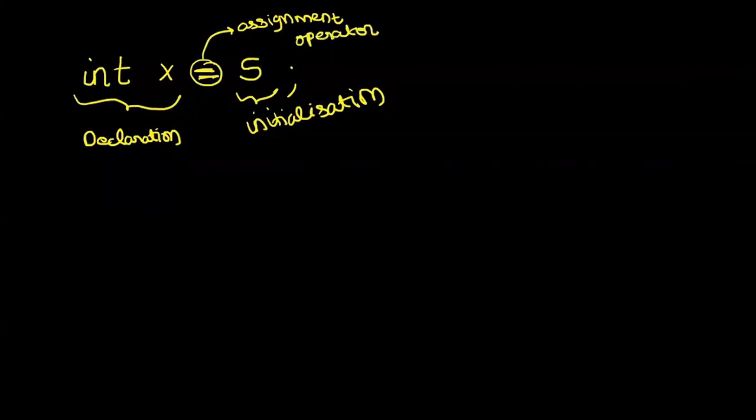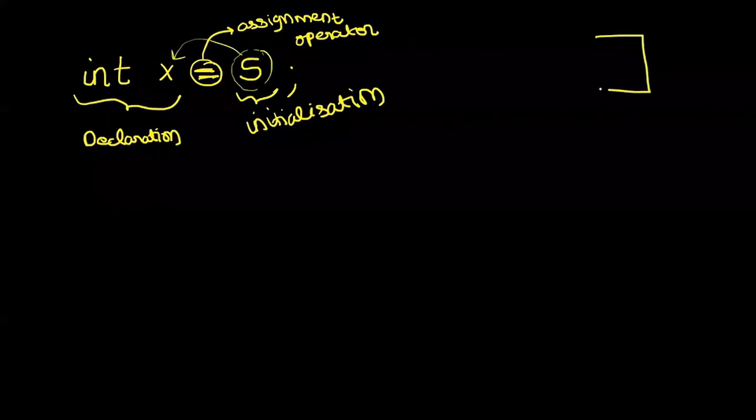So what does it do? It takes the value on the right hand side and assigns it to the variable on the left hand side. So what will happen, guys? In memory, your situation will be something like this. In a particular cell, your data 5 will be stored, and X will be a label to this particular cell.